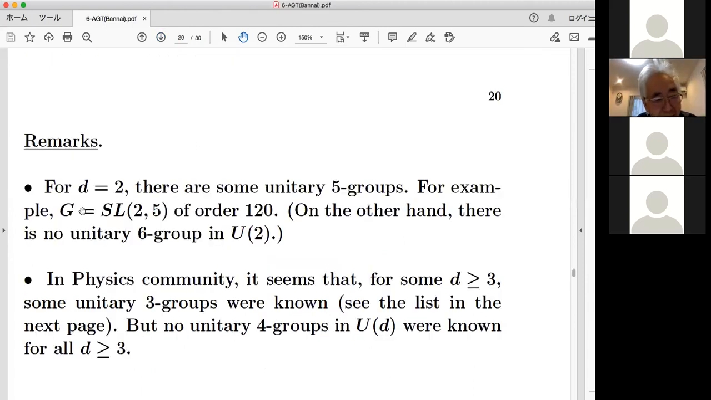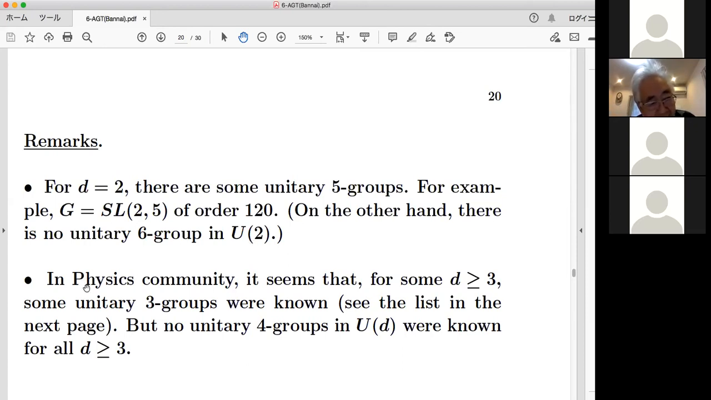And one remark is that when D equals 2, there are some unitary 5 groups. For example, we take SL(2,5), where 5 is the prime field of 5 elements. So the 2 by 2 matrices of determinant 1, SL(2,5) of order 120, gives a unitary 5 group. And on the other hand, there is no unitary 6 group in U(2).